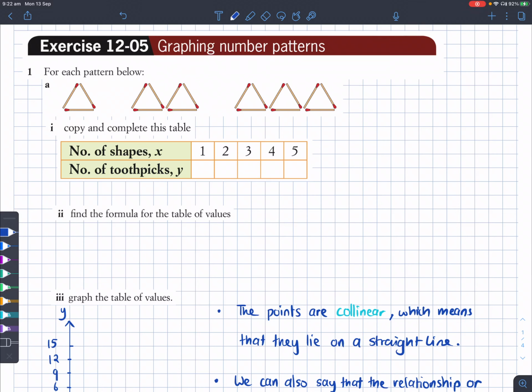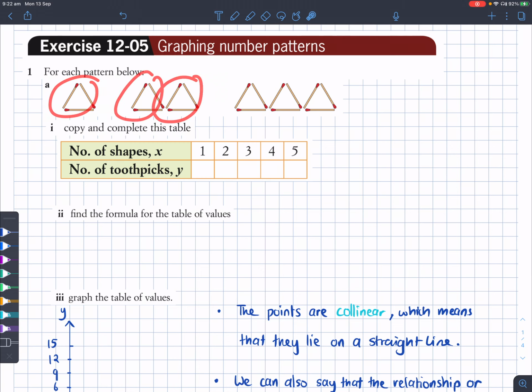In today's lesson, we'll be looking at graphing number patterns and seeing what's the relationship between, in this case, the number of toothpicks and also the number of triangles for question 1a. So let's just examine this pattern. In question 1, we have to complete this table which relates the number of shapes. So the number of triangles in this case.